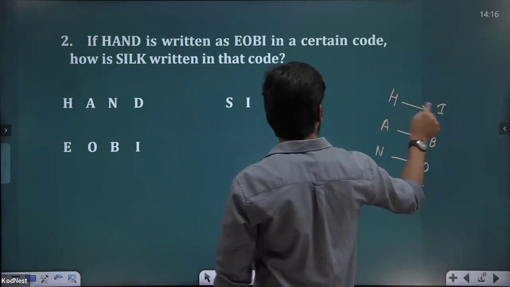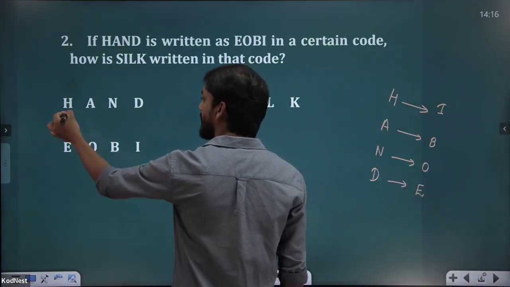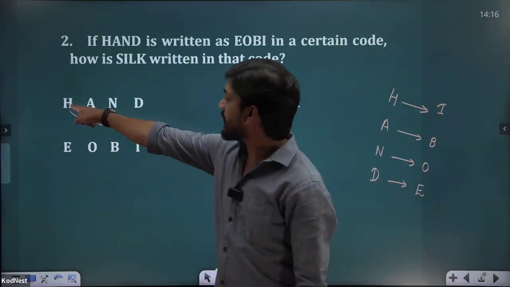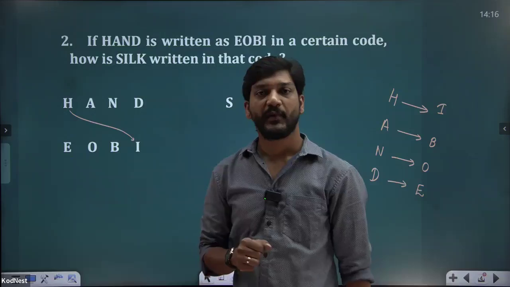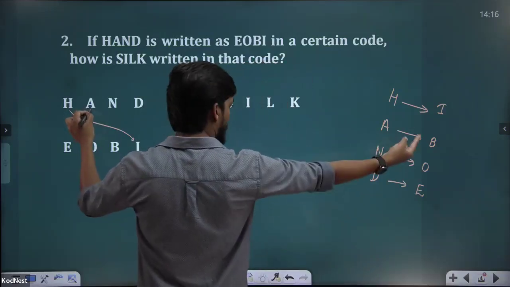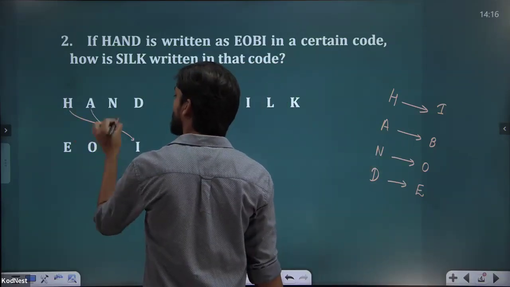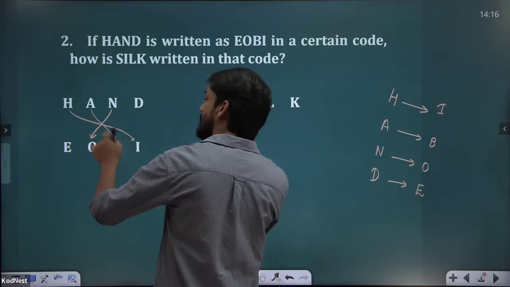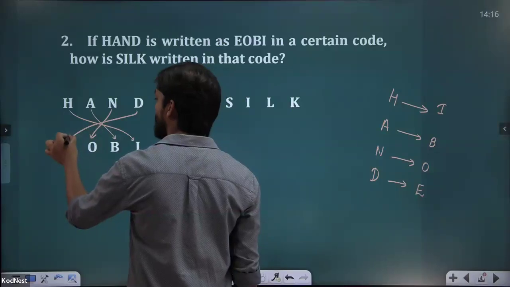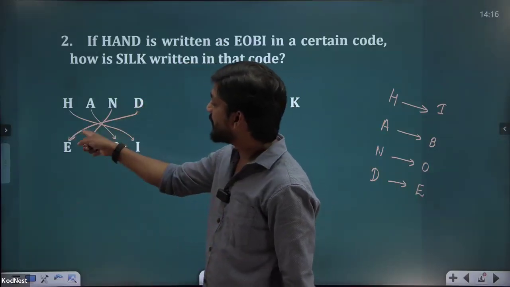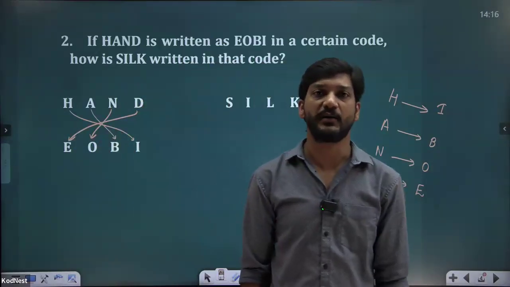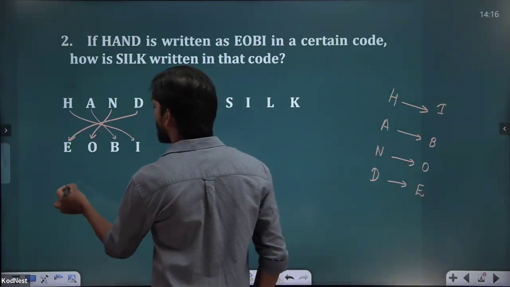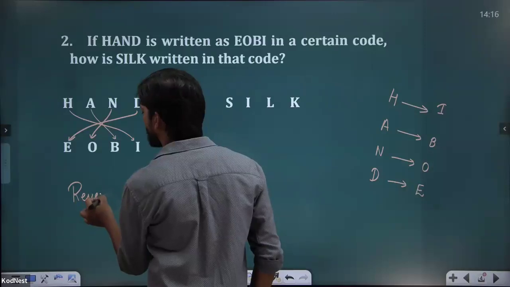Okay, the code of H is I. I'm telling you this. But where is the code written? At the last place. The code of this letter is written at the last place. The code of the second letter, A, which is B, is written at the second last place. For the third letter, the code is written at the third place from the last. And D, the last letter, its code is written at the last place from the right side. So if previously it was the forward pattern, we call this the reverse pattern.